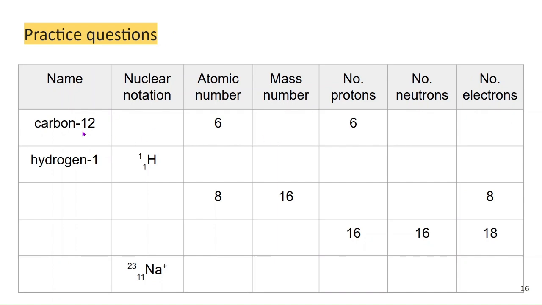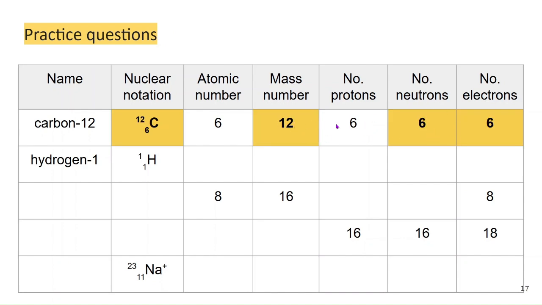So for this first one, I will go through it with you, and then I would like you to try and figure out the rest of these. On this first one, we have carbon 12, so that means our mass number would be 12. We have 6 protons, right? Our atomic number is 6, so whatever this is will be the number of protons we have. I'll just click in all this information.